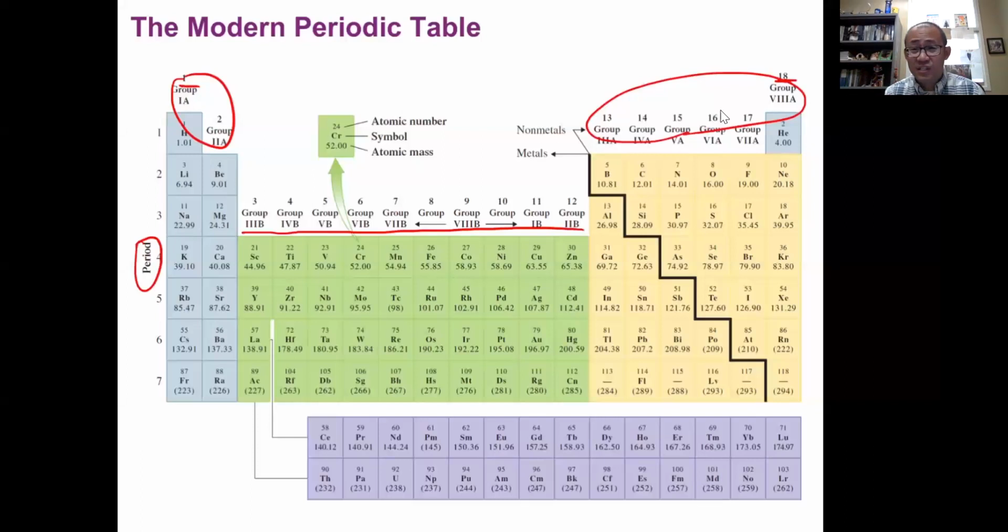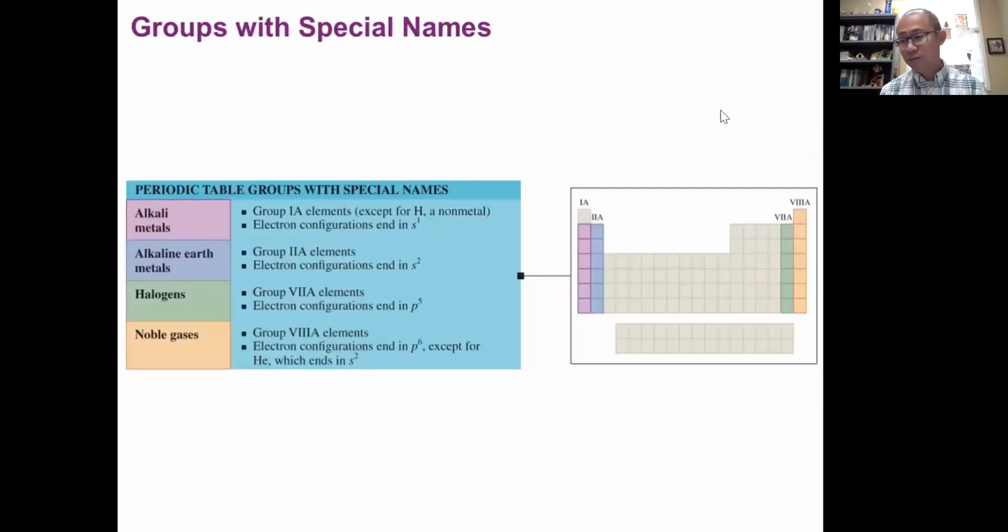So there are 2 numbering systems for the groups of the periodic table: 1 through 18, or groups 1, 2, and then from 13 all the way to 18, these 8 groups are called A groups. Keep that in mind. We're going to use that numbering system, especially the A group numbering system, later. And like we said, elements with similar chemical properties fall in the same column.